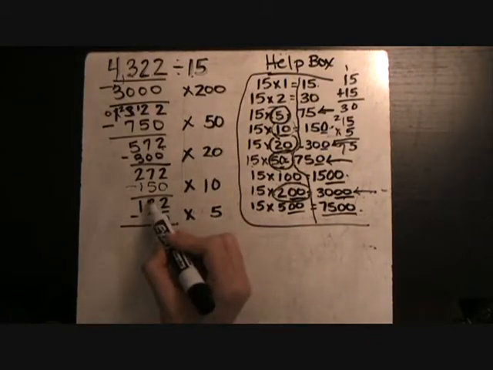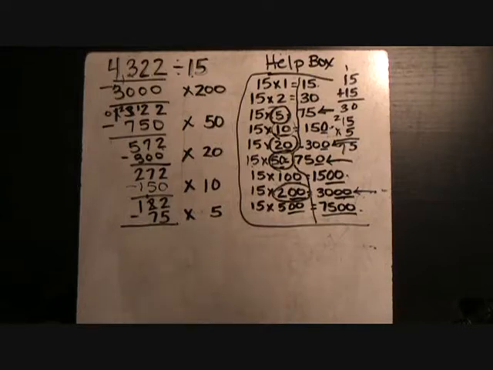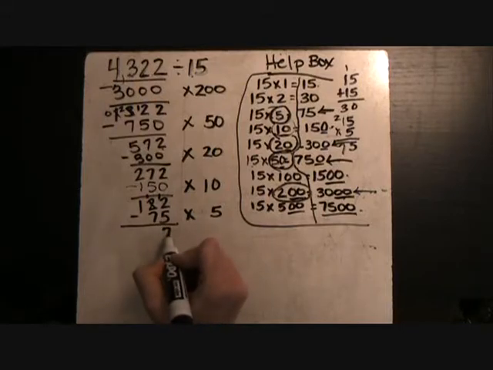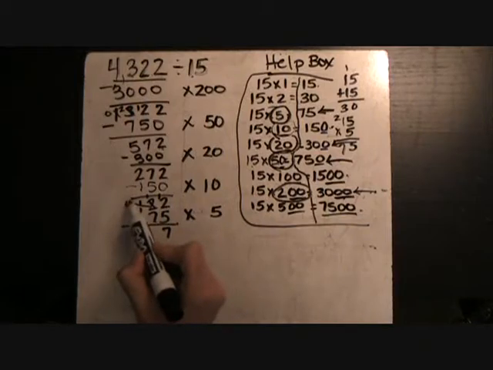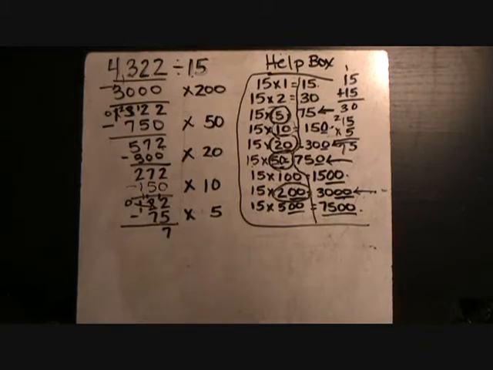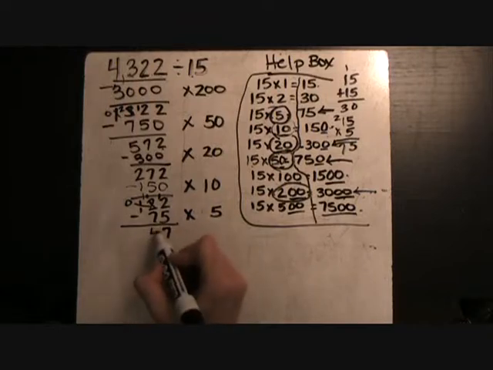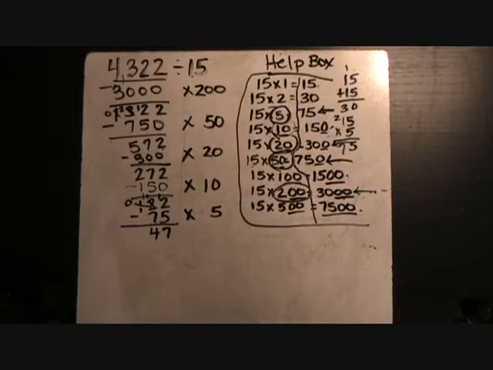2 minus 5 I can't do. I'm going to borrow from this 2. It becomes a 1. And then the 2 in the ones place is now 12. 12 minus 5 is 7. 1 minus 7 I cannot do. So I'm going to borrow from this 1. It becomes a 0. And now in my tens place I have an 11. 11 minus 7 gives me 4. And 0 minus nothing is 0. So now I have 47.